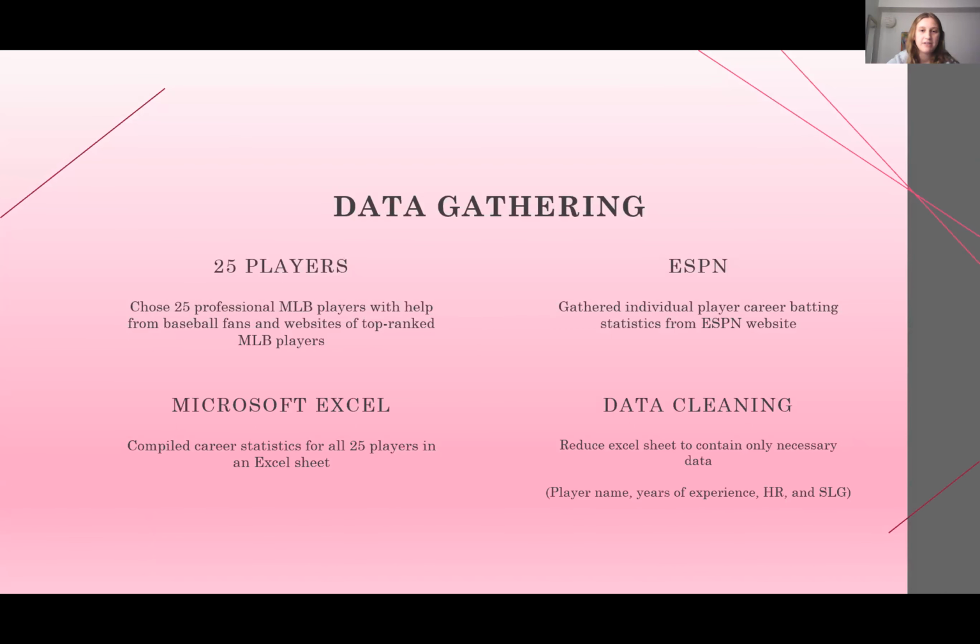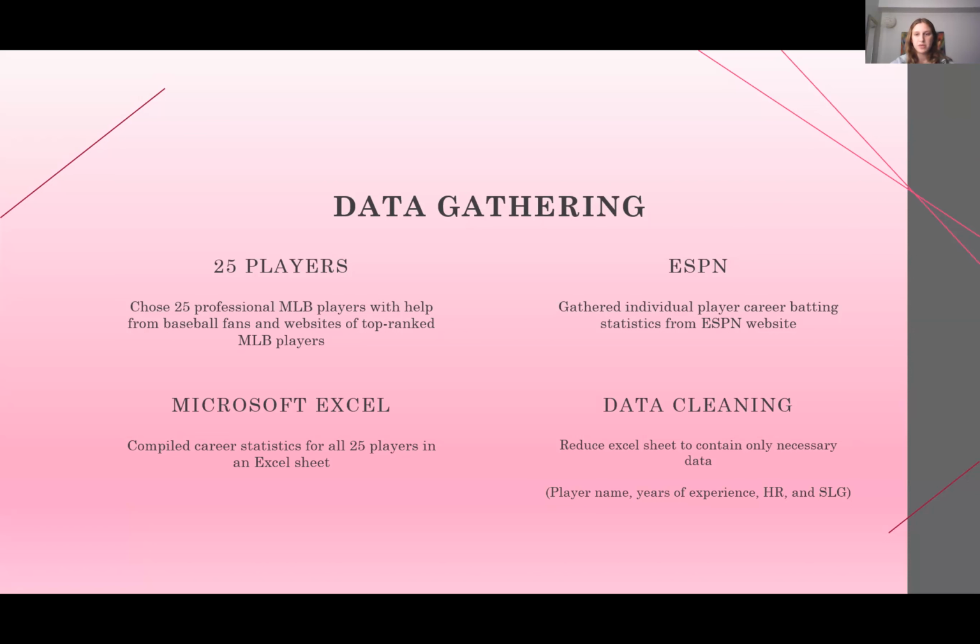So for this data gathering, I picked 25 Major League Baseball players with the help of some friends I have who are baseball fans and websites listing top-ranked Major League Baseball players. I gathered their individual career batting statistics from the ESPN website and then compiled them into a Microsoft Excel spreadsheet. For all 25 players, each year of their career is in the spreadsheet along with all of their stats for that year. And then I did data cleaning once it was in my Excel.